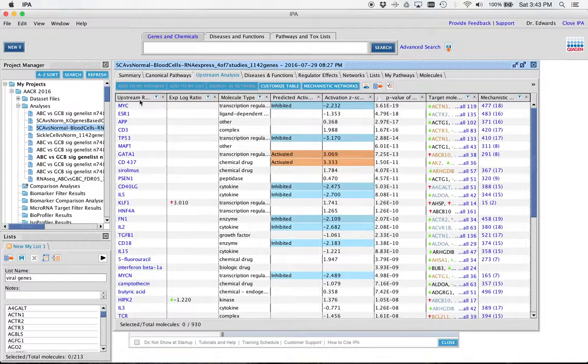Basically we can go through here, and these are kind of the big players in your system. KLF1, we're showing an increase, and sure enough, it interacts with 14 targets on our list. We can take a look at that.